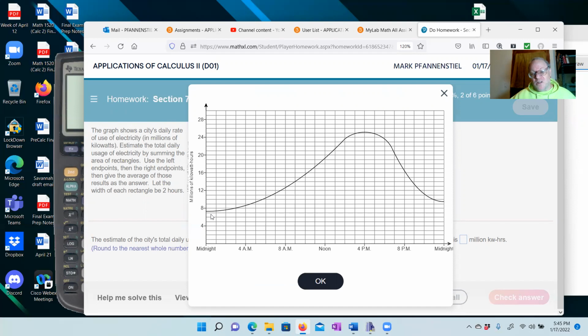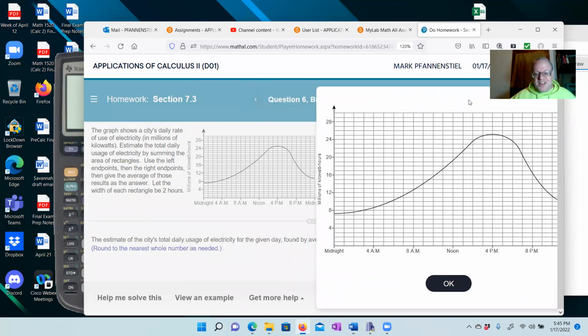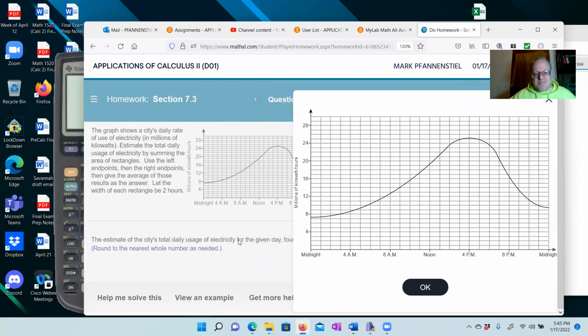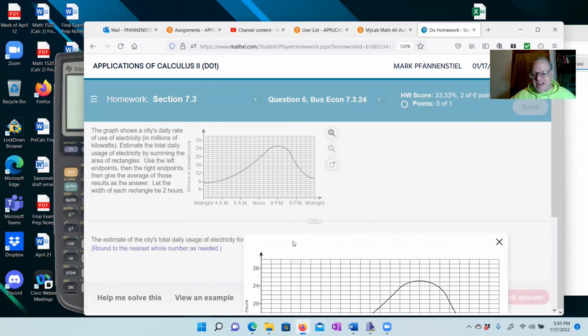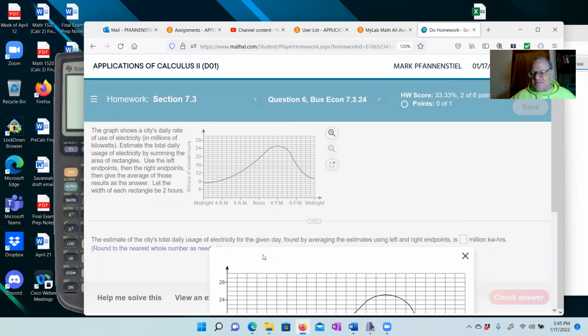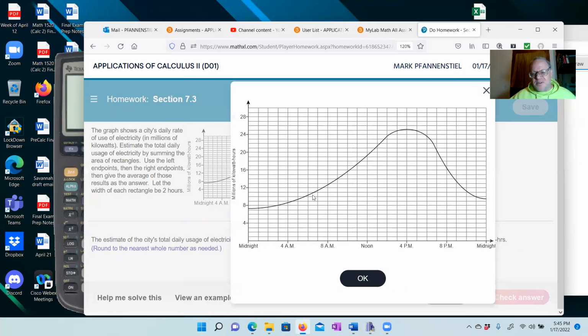They're going to have you draw little rectangles here, right? Estimate the city's daily usage for one way, and then average the right endpoints. So we're going to use left and right endpoints, and that's how we're going to do this.